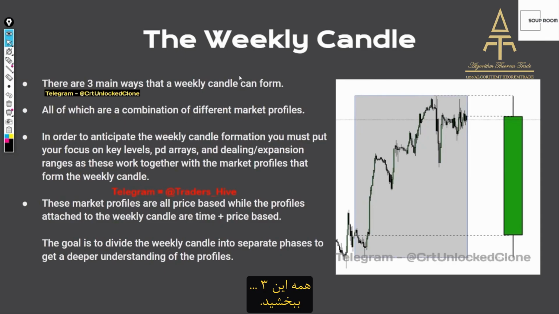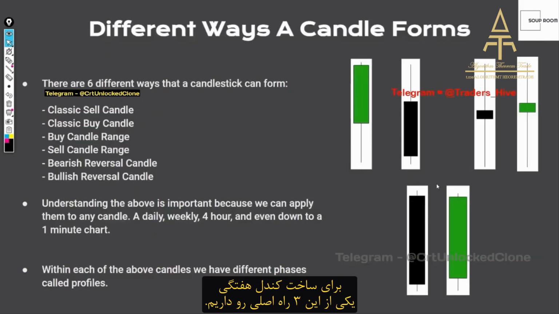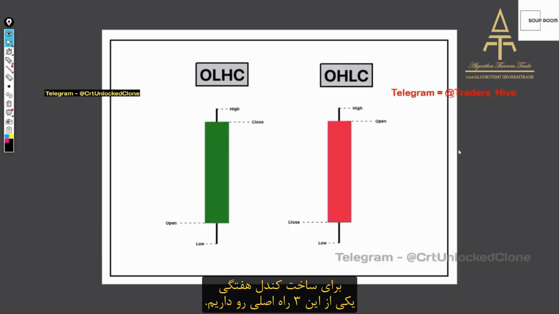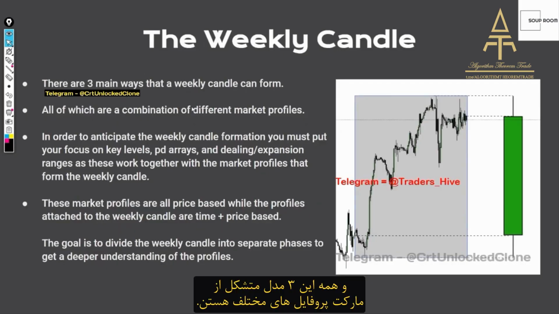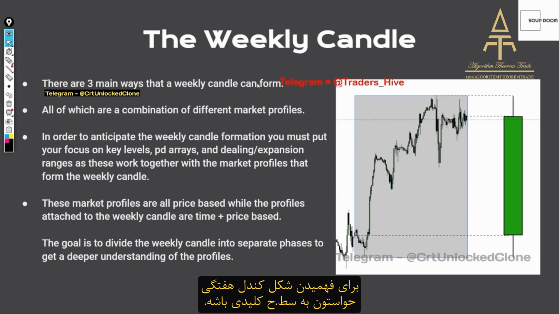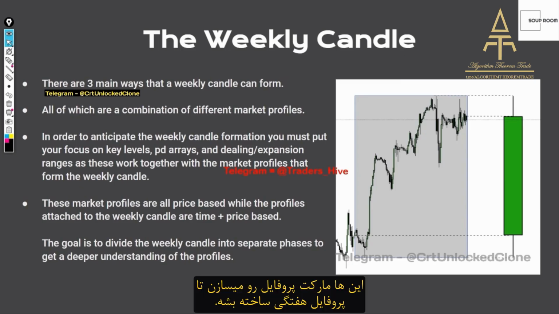All right. So each of the 3 main ways that a weekly candle forms represents one of these ways. Okay. All of the 3 ways that a weekly candle can form are a combination of different market profiles. In order to anticipate the weekly candle formation, you must put your focus on key levels, PD arrays, and dealing ranges, expansion ranges, etc., as these work together with the market profiles that form the weekly candle.